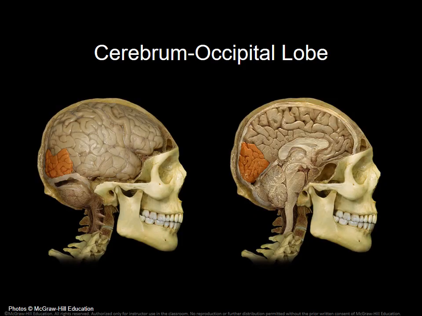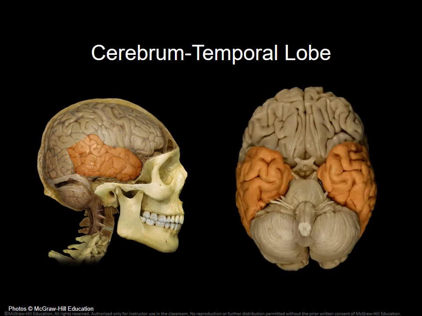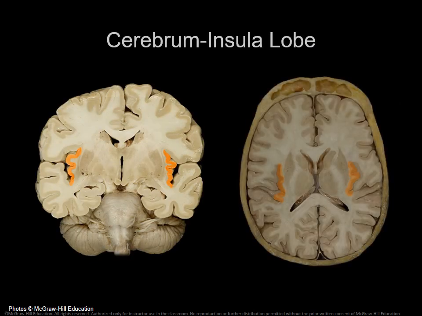Occipital lobe again in a photograph. Temporal lobe, just where you expect it to be. And then the insula again, sitting deep. But this gives you a nice sense of where that lobe is located underneath the temporal lobe. The temporal lobe here and the parietal lobe up here.